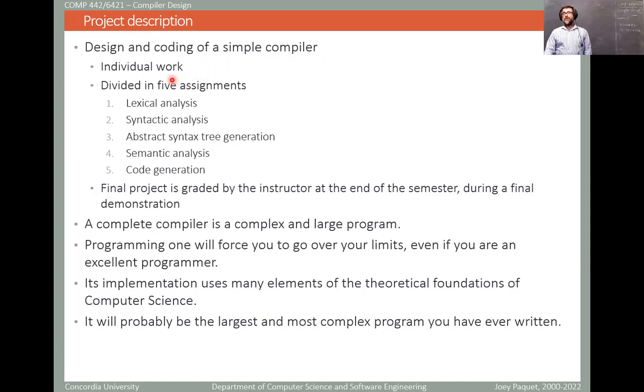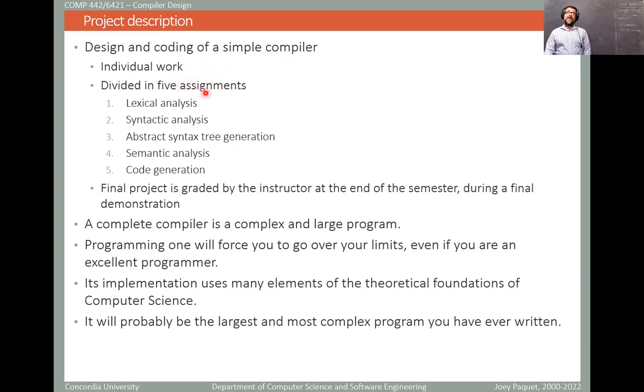This is individual work. It is a large project. Even if it were a team project, it would still be considered, at least by me, a large project. But you have to do it individually. Okay. There's no such thing as a team. I will not accept teams. Every project is an individual project.